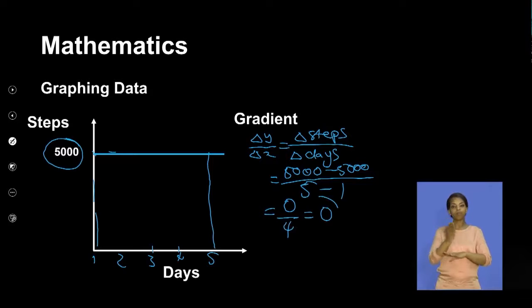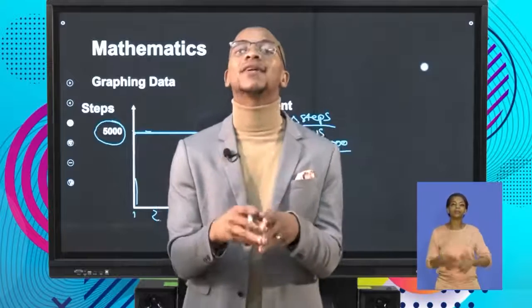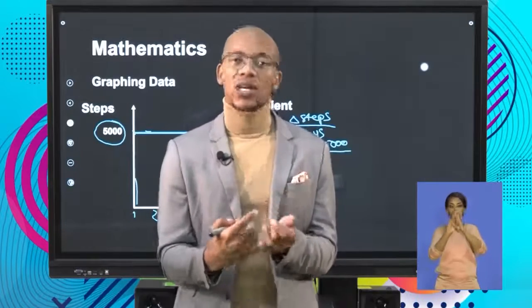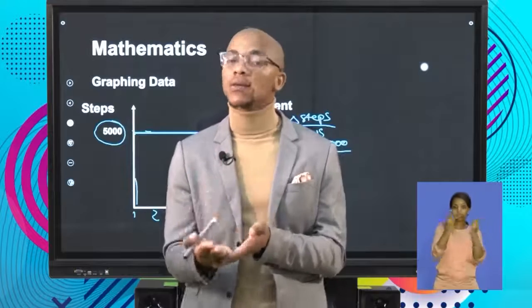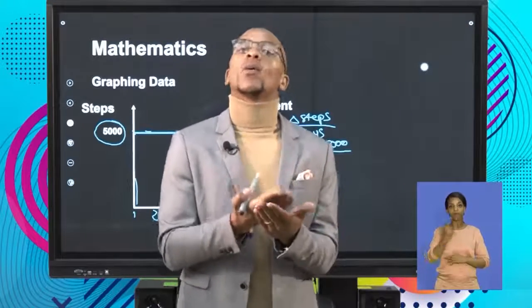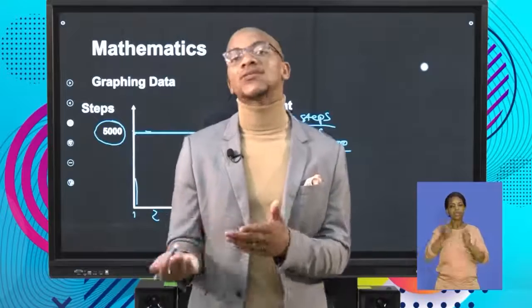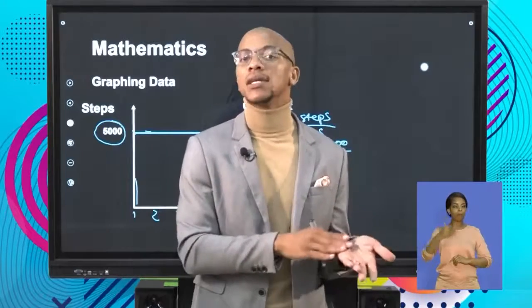Why does this then become 0? That's one thing we need to think about. It tells us that there was definitely no growth, right? There was no change in the number of steps that this person walked in each day for 5 days for the first week. And what that would then mean is our rate of change is supposed to then be 0.